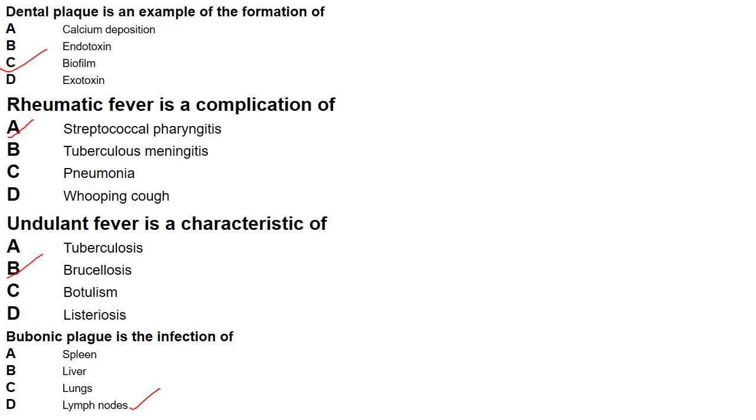Dental plaque is an example of the formation of biofilm. Answer is option C. Rheumatic fever is a complication of streptococcal pharyngitis. Answer is option A. Undulant fever is characteristic of. So undulant means the fever is rising and falling like a wave. So that is characteristic of brucellosis. Answer is option B. Bubonic plague is the infection of lymph nodes. Answer is option D.